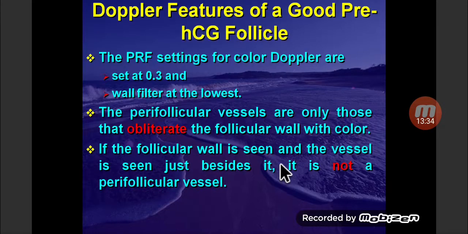Again, for your color Doppler, you're looking at the power Doppler over here. You're looking at a PRF filter at the lowest. What you need to be looking for: the perifollicular vessels are the ones that obliterate the follicular wall. If the follicular wall you're seeing it, means it's not a proper follicular vessel.